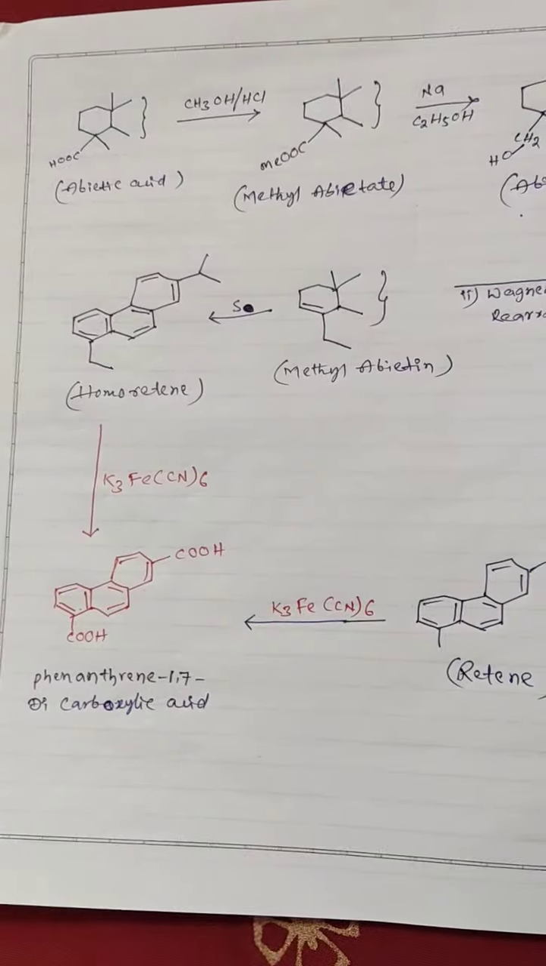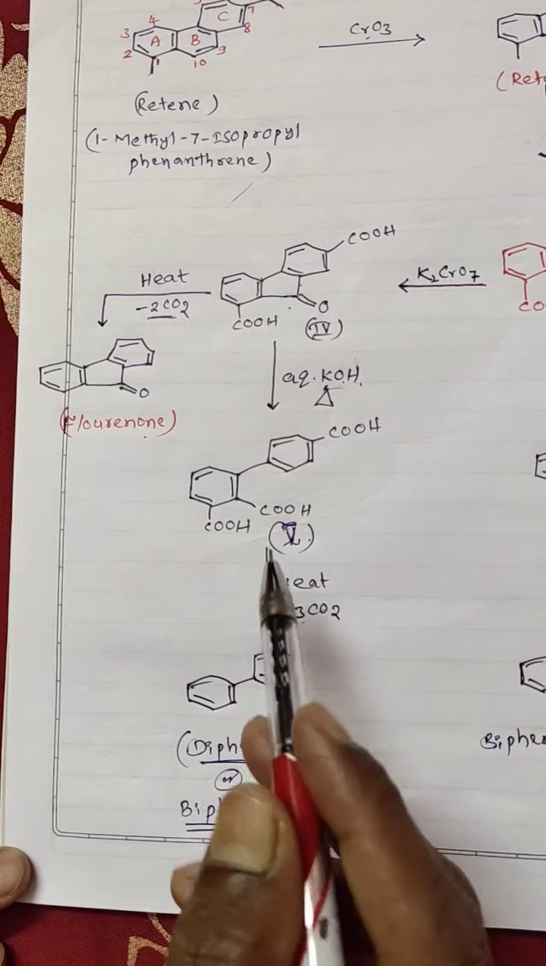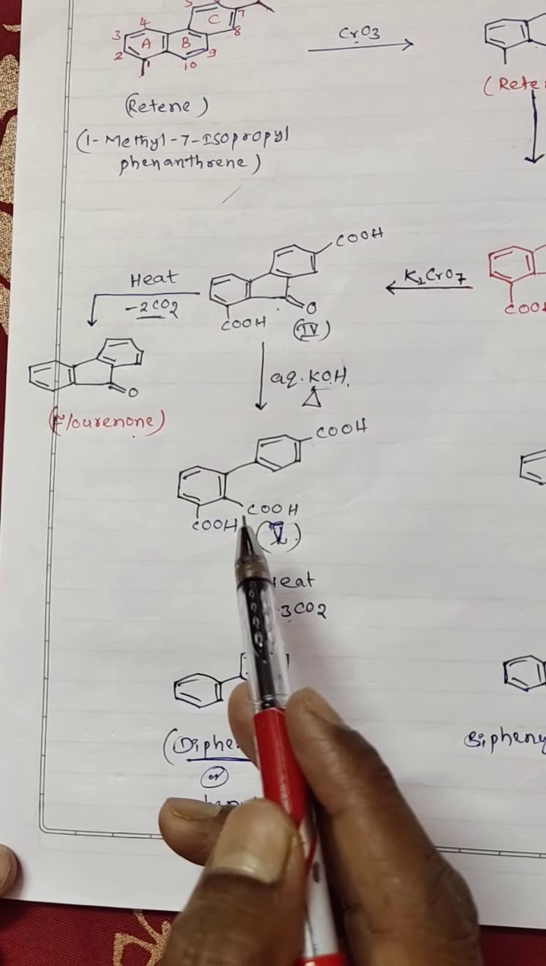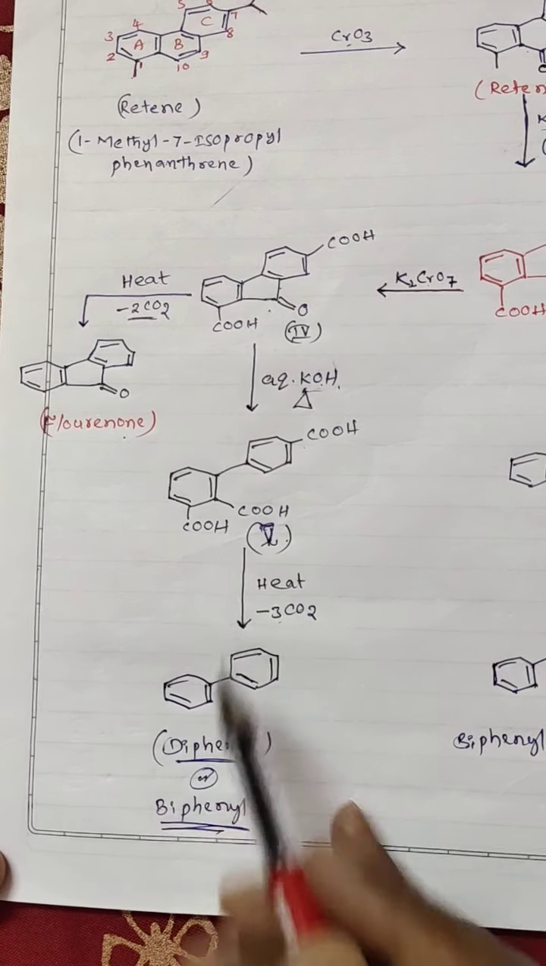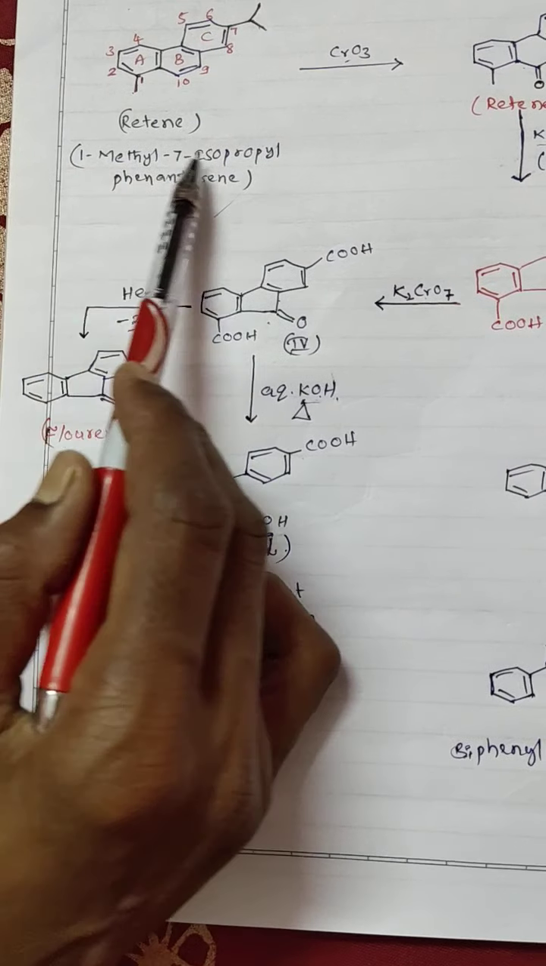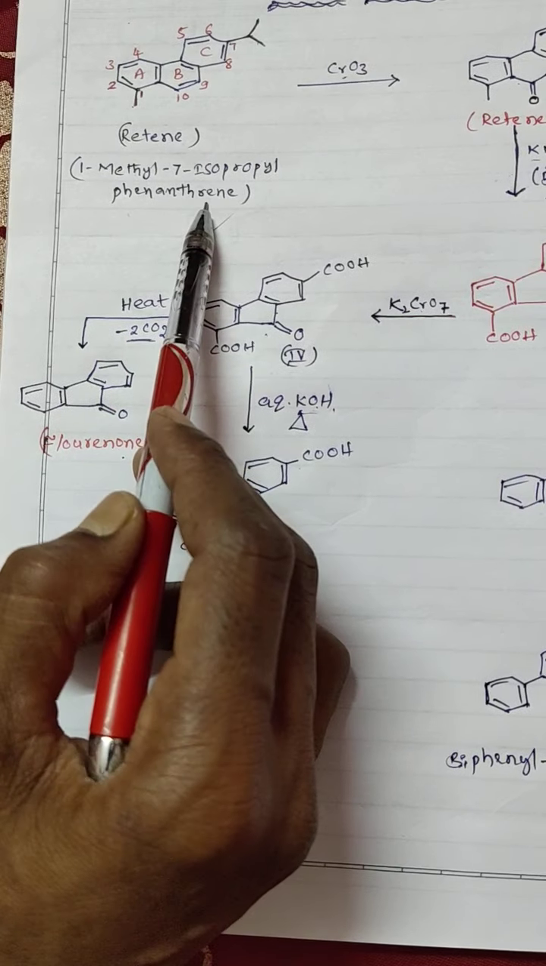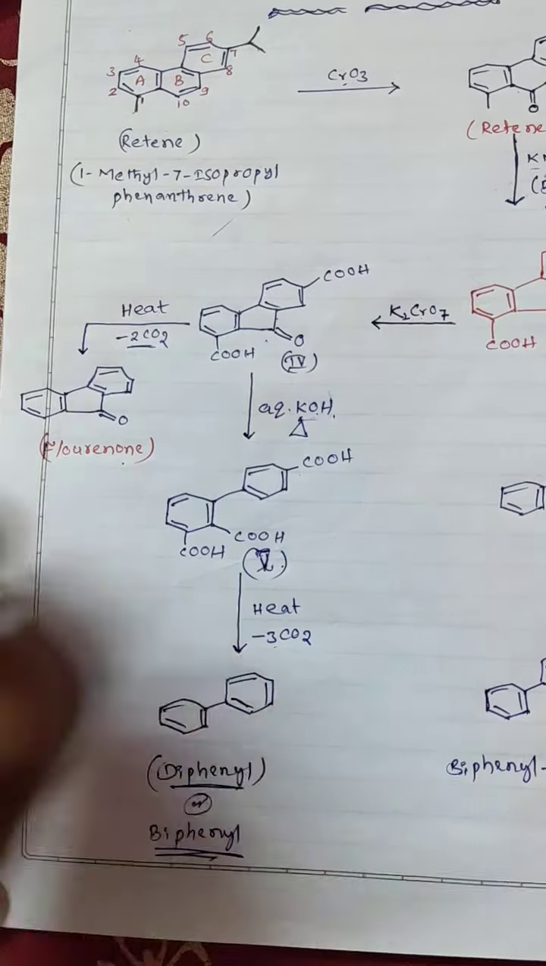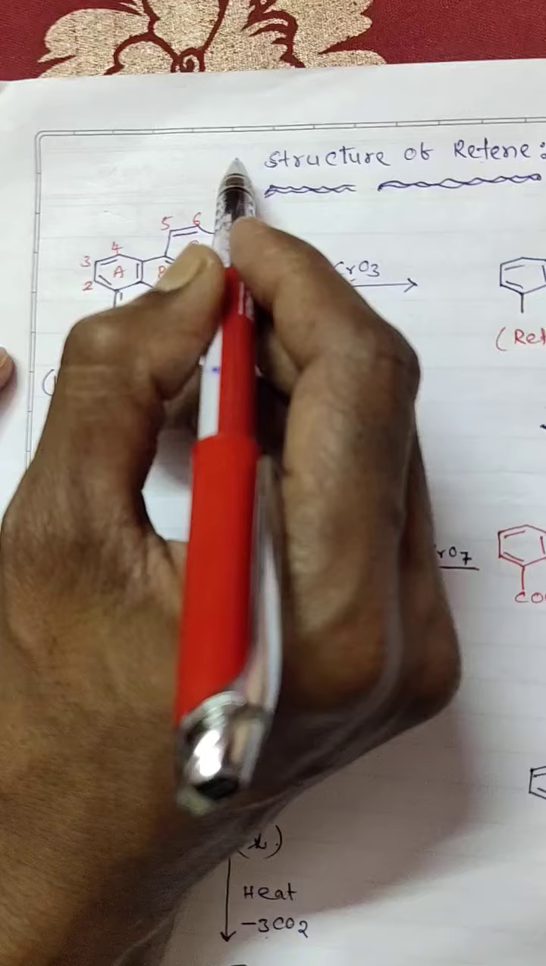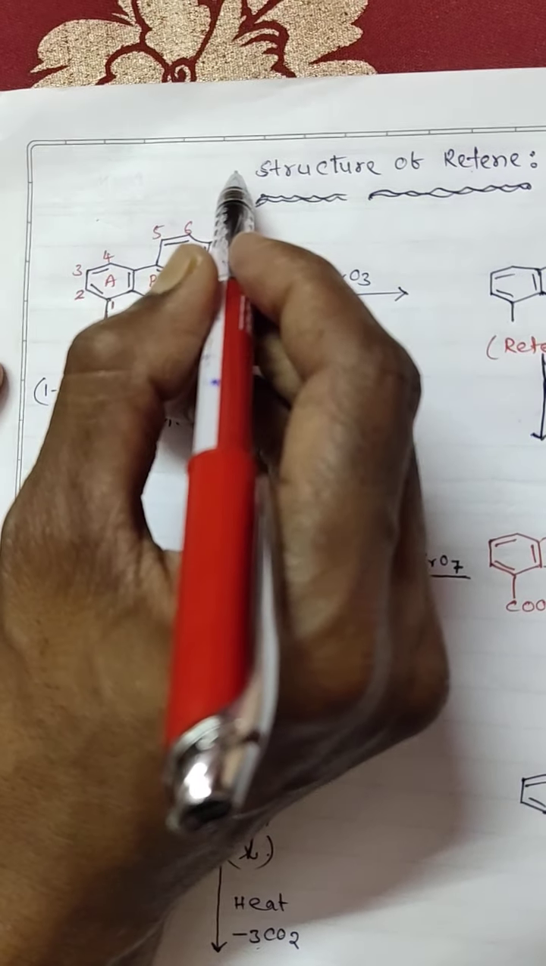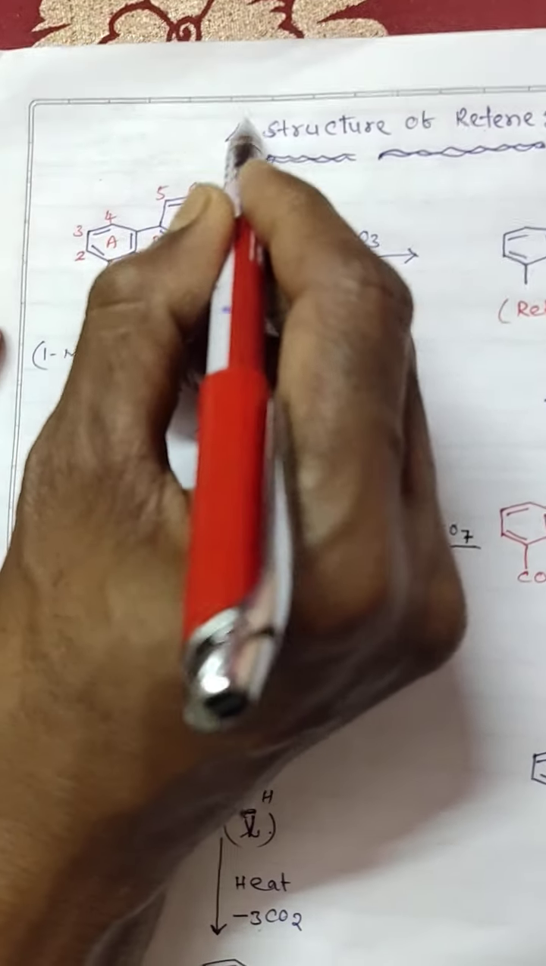So all these reactions can be explained and written by taking 1-methyl 7-isopropyl phenanthrene as the structure of retene. So this is the fourth point.